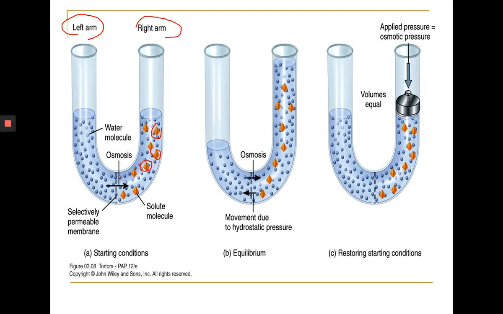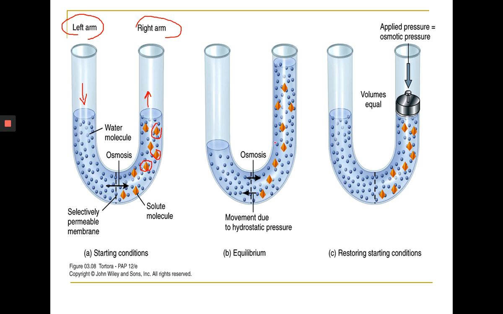What happens is that this membrane is only permeable to water. Water will move from the left arm to the right arm through the membrane. Why? Because these substances cannot pass, but they draw water.